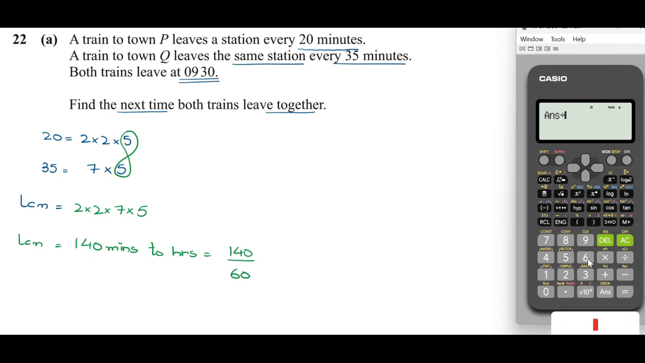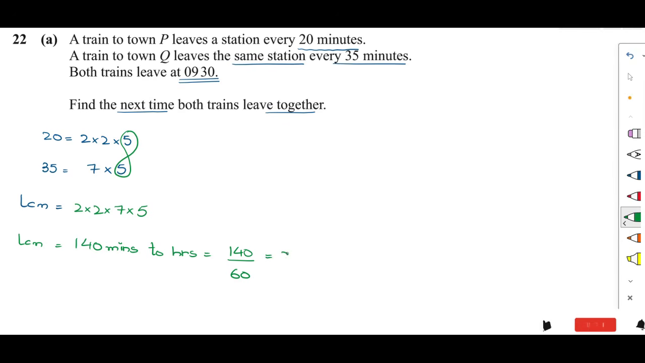So 140 divided by 60, and that is, in the calculator, the time button, right? So 2 hours and 20 minutes. So this is basically after 2 hours and 20 minutes both trains leave together, right?